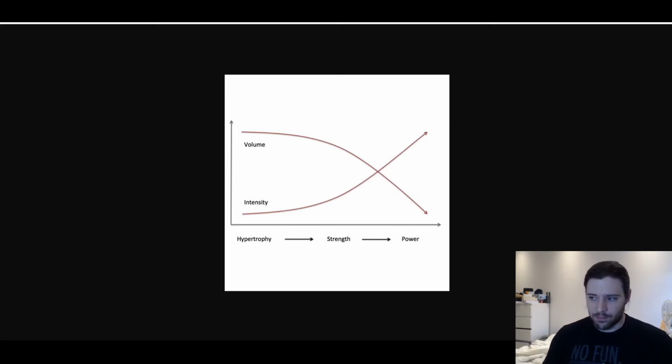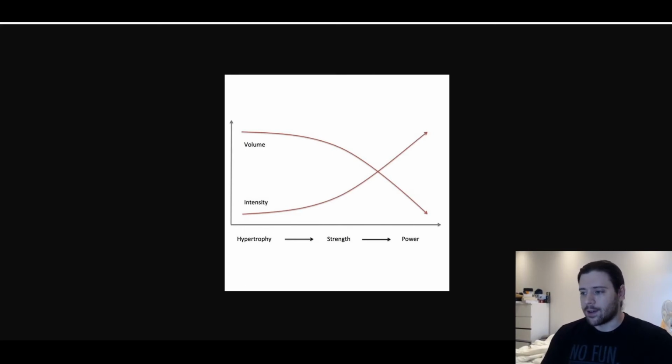The other term here to understand is volume. Basically, when we talk about volume, what we're talking about is the total amount of training that you're doing. There's a lot of different ways to understand it, and I'll discuss that in a minute. But basically, more volume equals more training is the idea, no matter how you measure it.